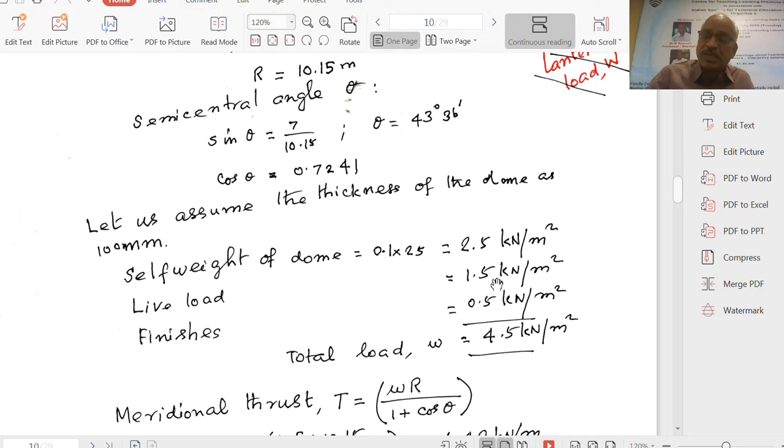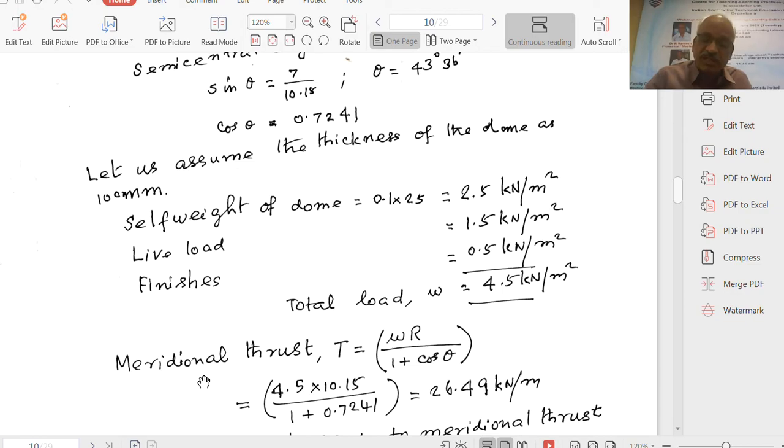Live load on the dome is taken as 1.5 kilonewton per square meter, or 1500 newtons. Finishes are 0.5 kilonewton per square meter. So total load is equal to 4.5 kilonewton per square meter. Now meridional thrust T equals WR by 1 plus cos theta. Actually, this is only due to the live load that is stated here.